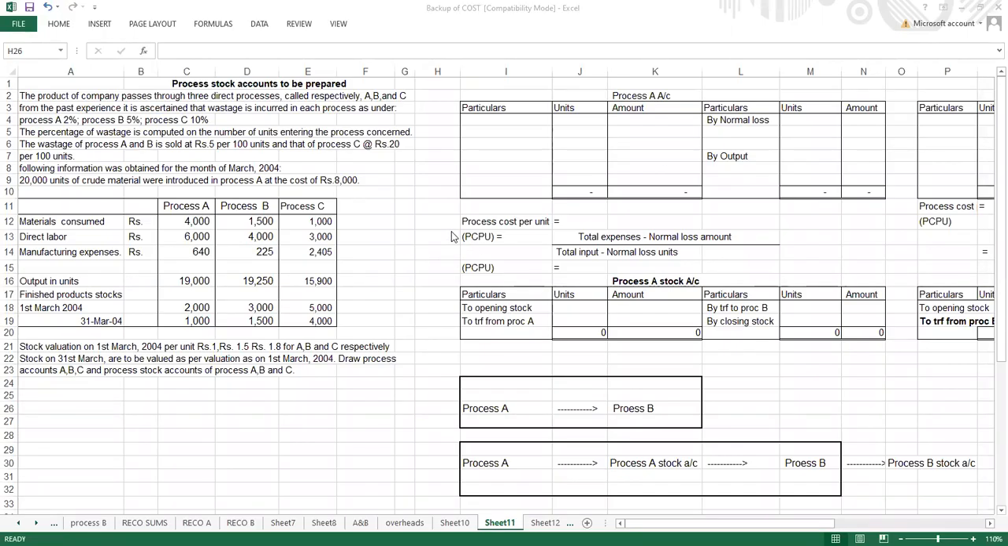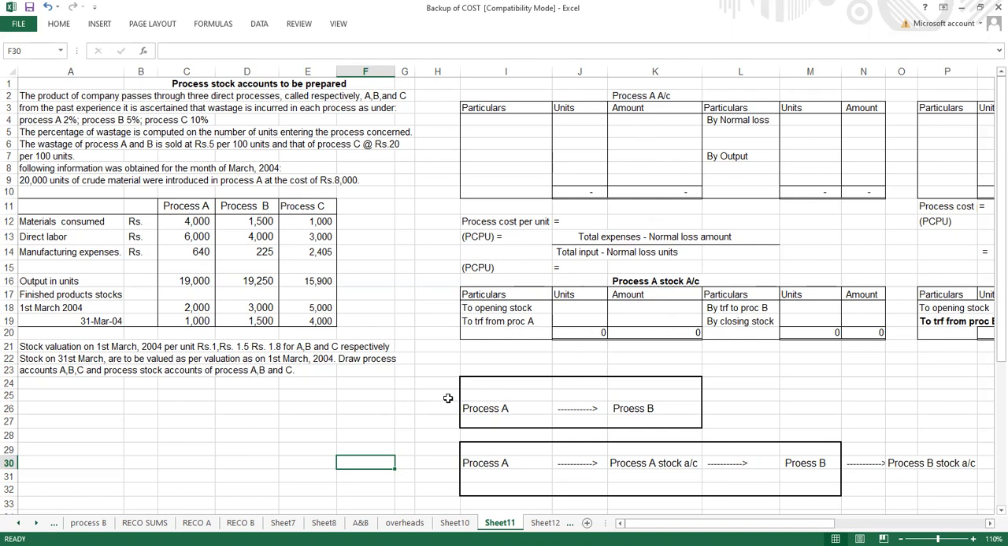Hello students, I am going to teach you a process costing sum in which you have to prepare process stock accounts. Till now we have seen that the output of process A becomes input for process B. But whenever opening and closing stock is given for each process, in that case you have to make one additional account for each process. That is called process stock account. If you have already prepared process A account, then you have to make process A stock account. Likewise for B and for C.